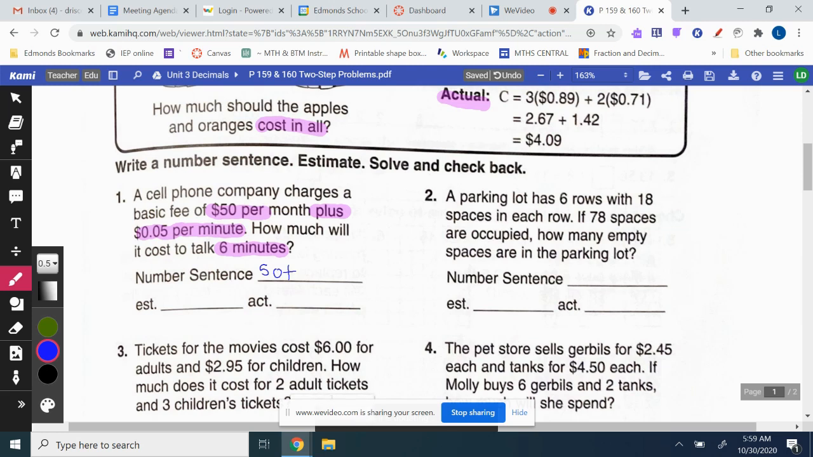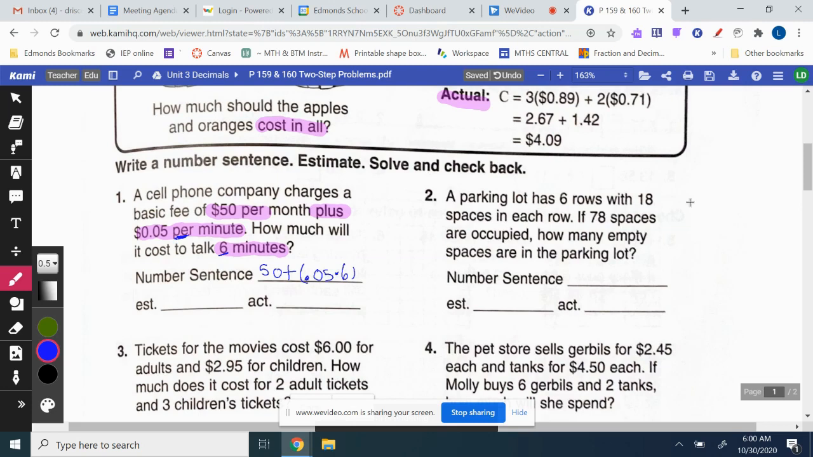I know it's going to cost me $50 plus 0.05. Remember the plus that came in there? Per minute. Per means multiply or divide. And in this case, because we're adding it up together, we're going to be multiplying. And it's per minute, and this tells me how many minutes. 6 minutes. I'm going to multiply that by 6. So you could put that in parentheses. You don't have to. And so it asks for an estimate.